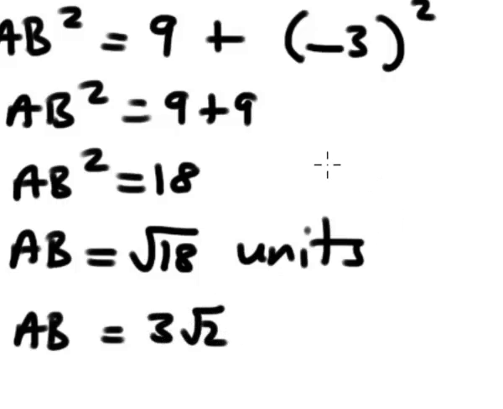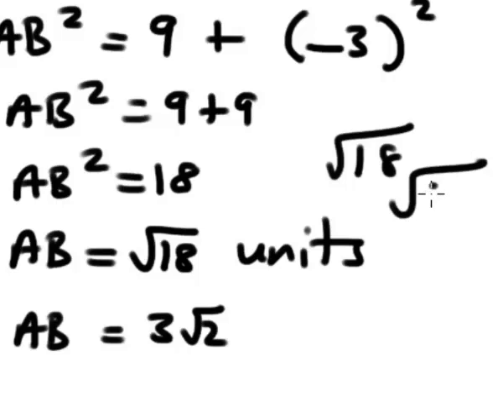Now how that works is root of 18 is actually the square root of 9 times 2. If you square root the 9, you get 3. If you square root the 2, well, it stays like that. So either way, you could also use a calculator to do it, and that gives you the distance formula.